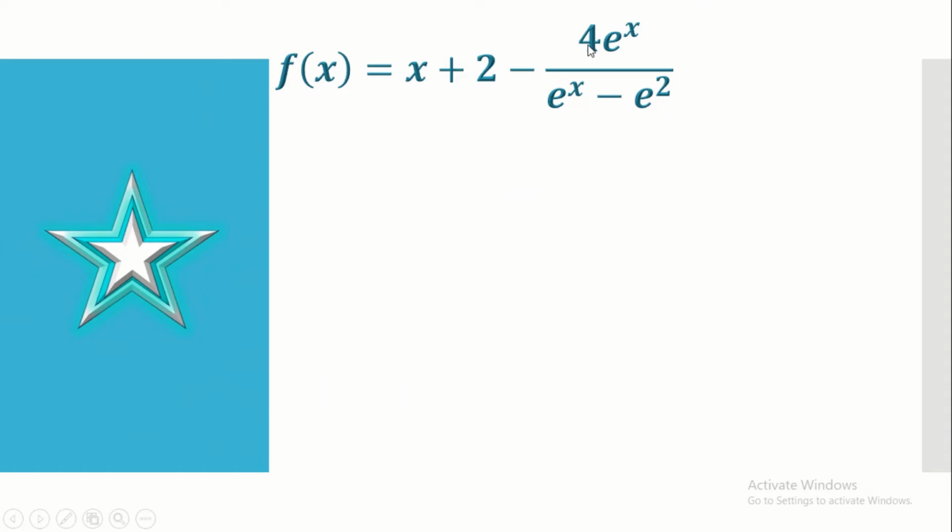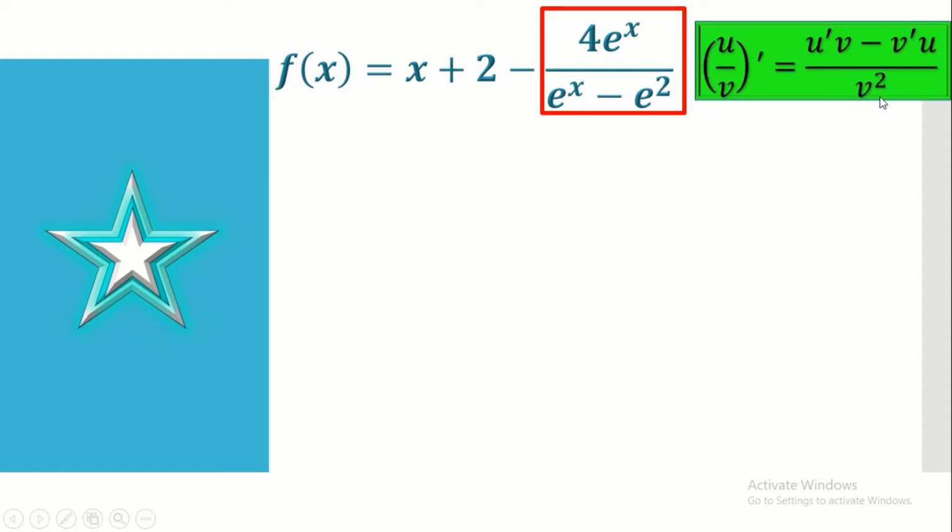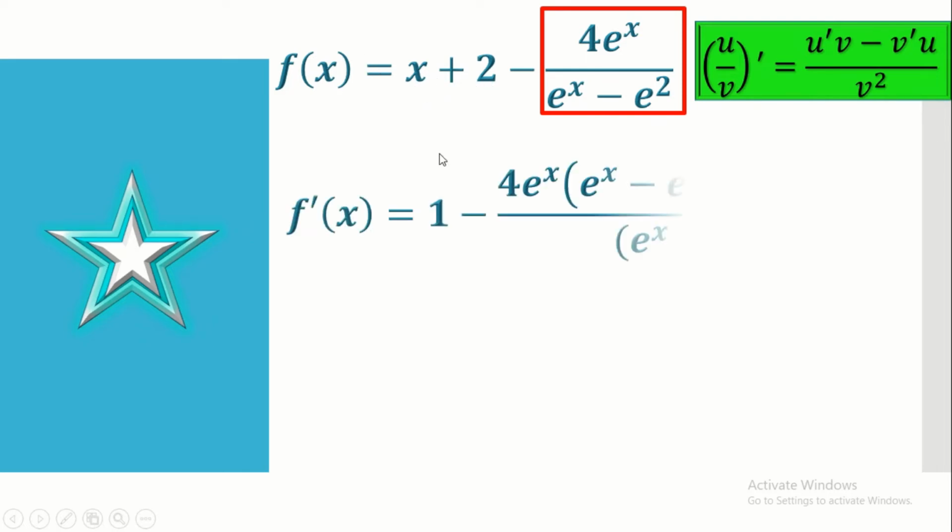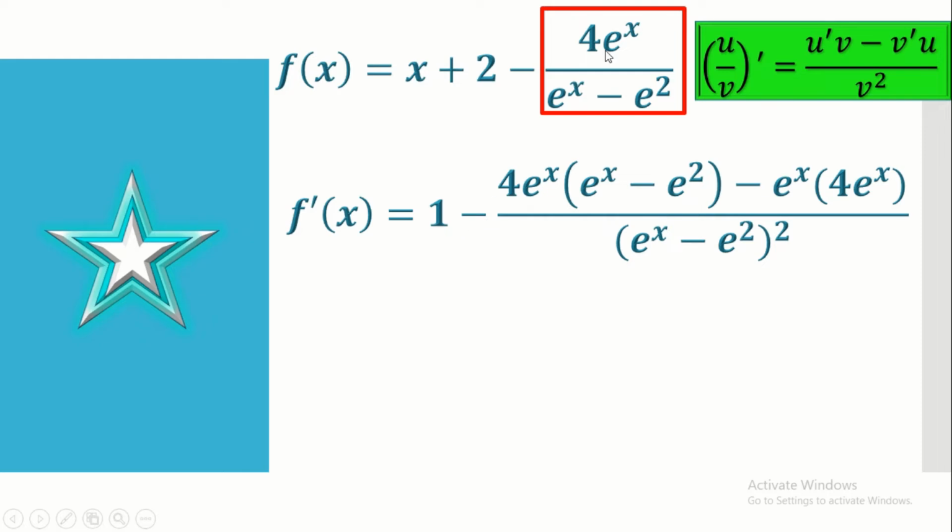First of all, we have f of x. We can write it from the given. Note that here we have it in the form of u over v. So u over v prime, we should keep in mind, is equal to u prime v minus v prime u over v squared. Now here the derivative of x plus 2 is 1. So f prime of x is equal to 1 minus the derivative of the numerator, which is 4 exponential x, times the denominator, which is exponential x minus e squared, minus v prime, which is the derivative of the denominator, which is exponential x, into u, which is 4 exponential x, over v squared, so it's exponential x minus e squared all squared.